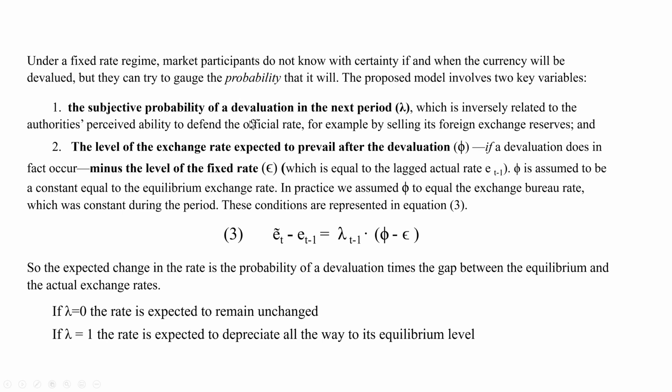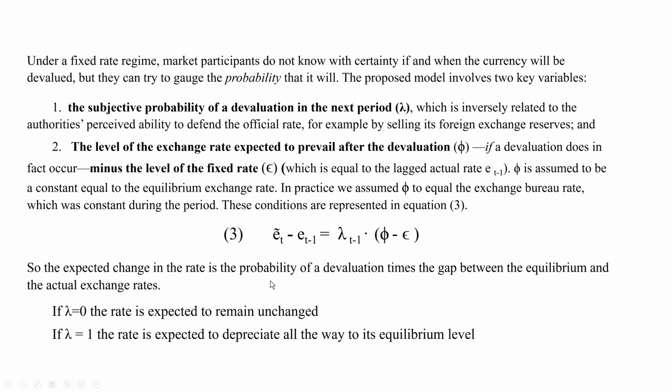What I propose here is a model that has two elements. The first is a subjective probability of a devaluation in the next period, lambda. The second is the level of the expected exchange rate that is expected to prevail after the devaluation. That's the letter phi. And equation 3 exemplifies that. The E with the little snake is the expected exchange rate. So the left-hand side is the expected change in the exchange rate. That's a function of the probability, lambda, and of the gap between the expected level of the exchange rate minus the current exchange rate, which is 1.